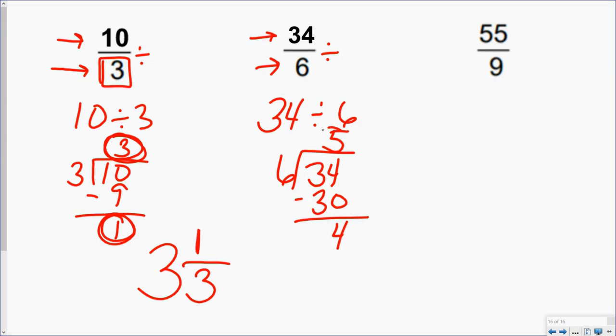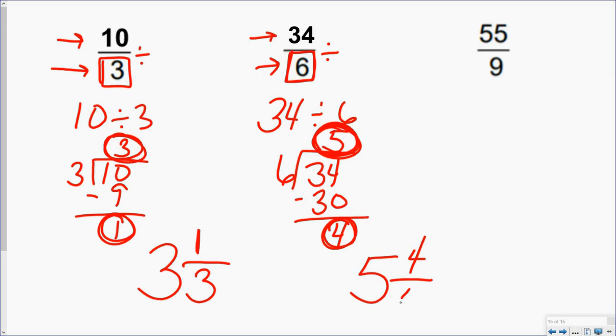So again, it goes in there 5 times evenly. So that is my whole number. I have 4 left over. That's my numerator. And then my denominator stays the same. So I have 5 and 4 sixths. So 34 sixths as a mixed number is 5 and 4 sixths.